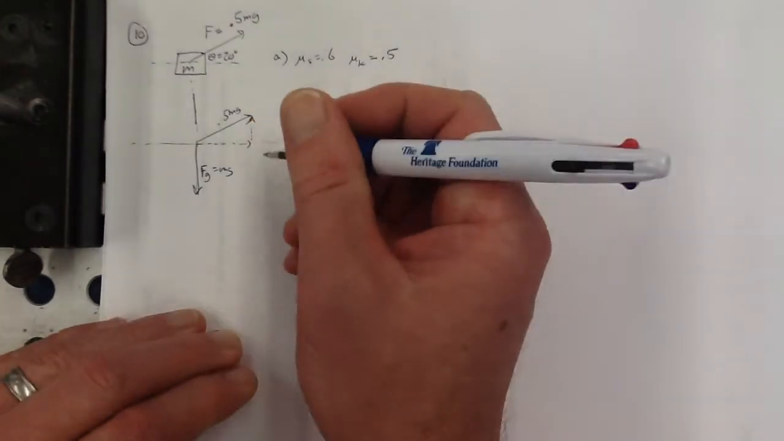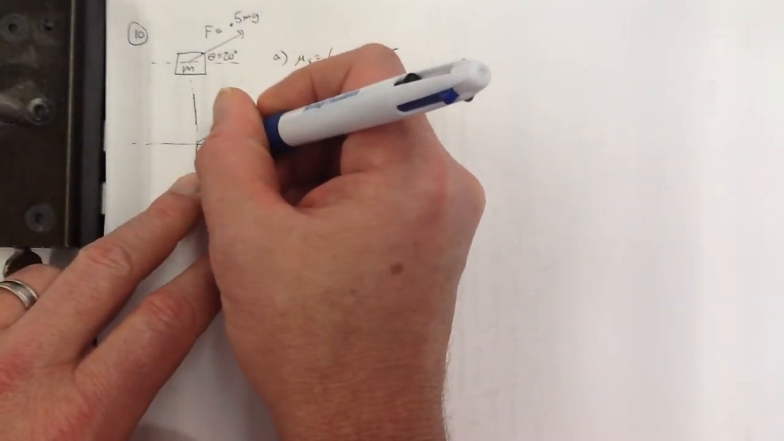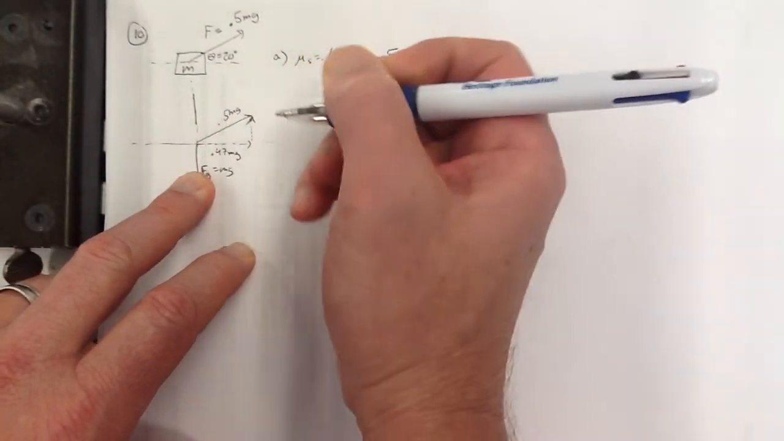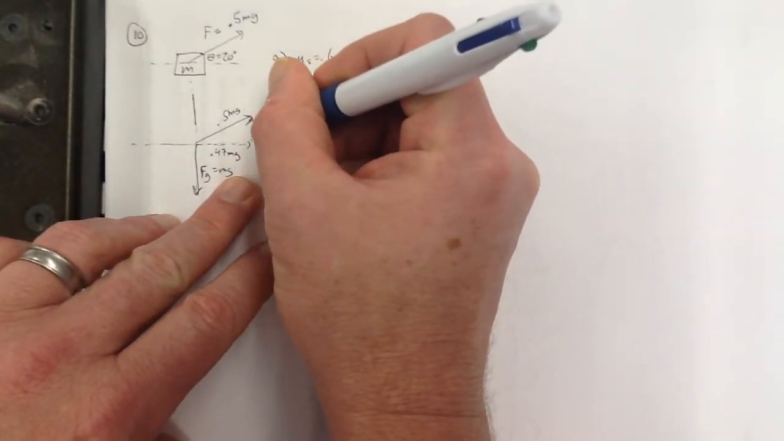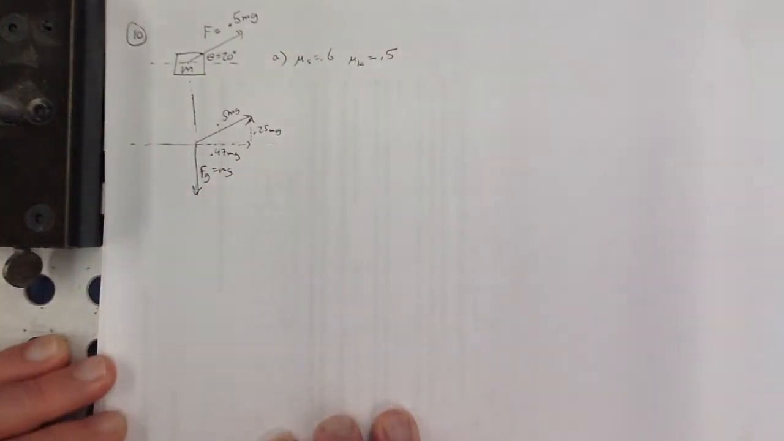So let's see, 0.5 times the cosine of 20. That's going to be 0.47 mg. And then 0.5 times sine, that's going to be 0.25 mg. Right?